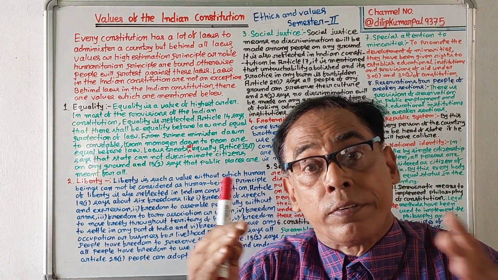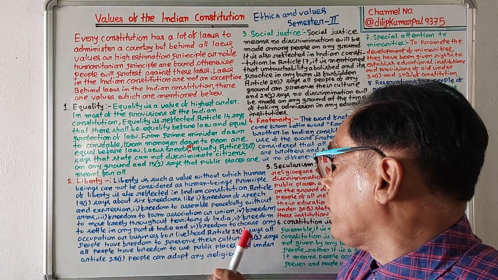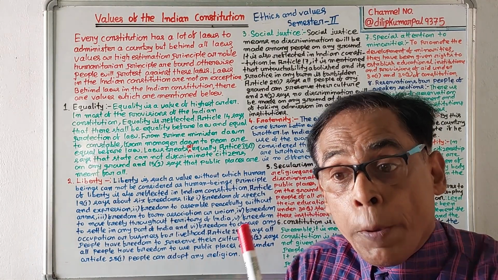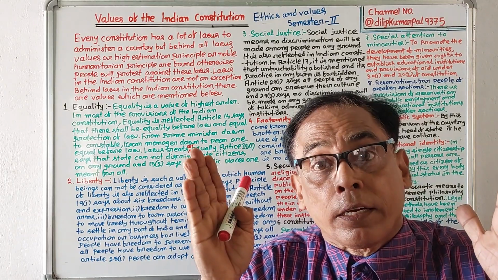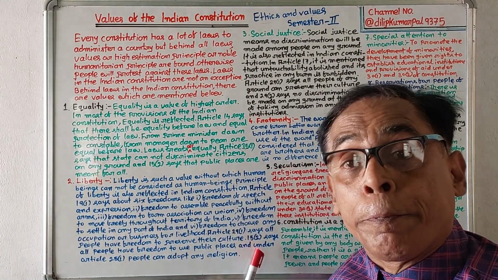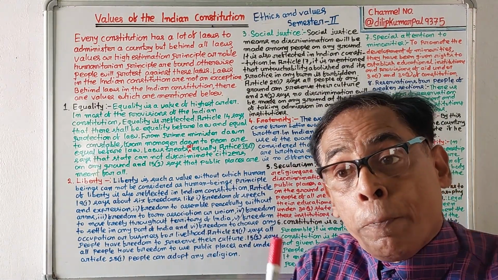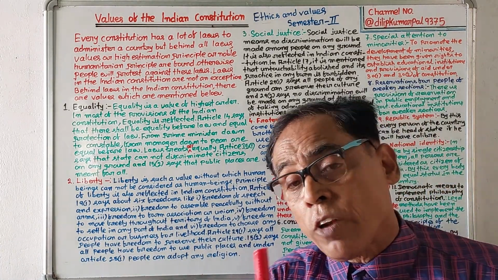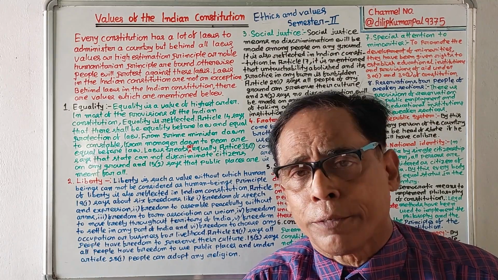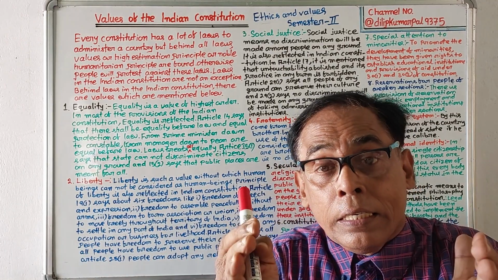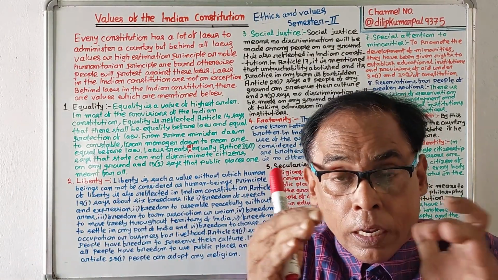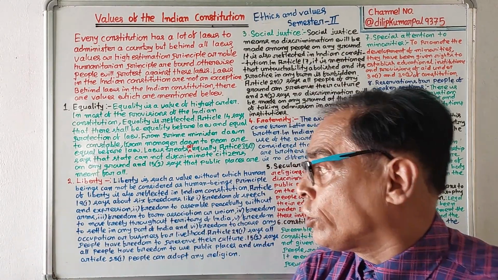Then people have been given liberty. In Article 29 clause 1, people have been given freedom to preserve their culture. In Article 15 clause 2, people have freedom to use public places. In Article 25 clause 1, people can adopt any religion. So, equality is reflected in the Indian Constitution, and liberty is reflected in the Indian Constitution.